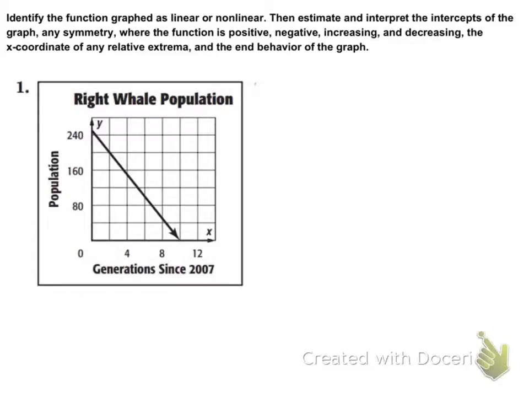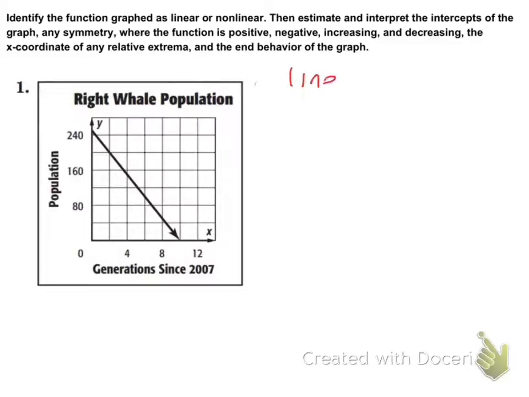That's number 1. Any symmetry, number 2. Where the function is positive, negative, that's 3. Increasing, decreasing, 4. The x coordinate of any relative max or mins, 5. And end behavior, 6. I think there's 6, maybe if I missed one, 7 things that we have to talk about here. So just start listing them. Number 1, linear, nonlinear.